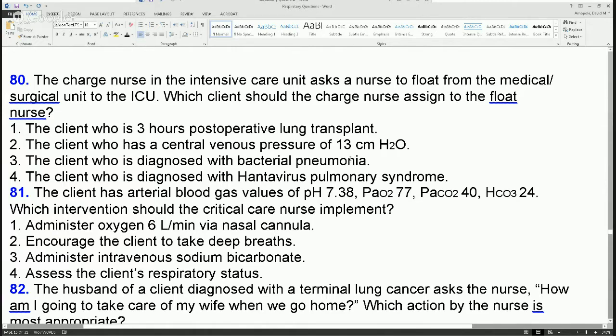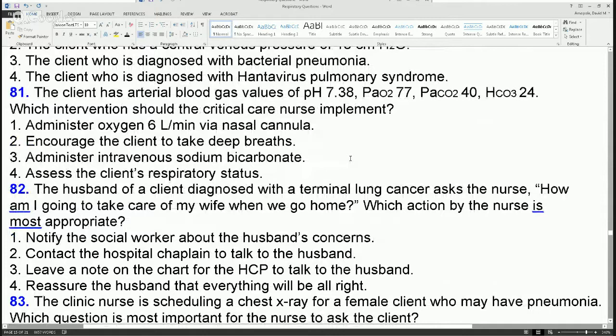All right, Robert. The client has an ABG of this. What intervention should the critical care nurse implement? We're good except for that O2. Let's give him some O2. 1. Hey, look at that. Give him some oxygen.